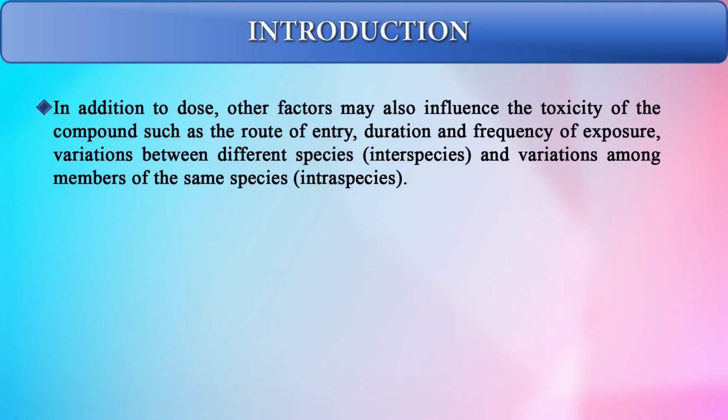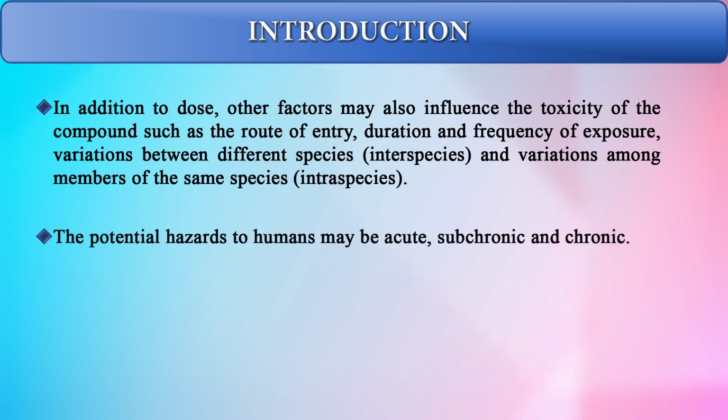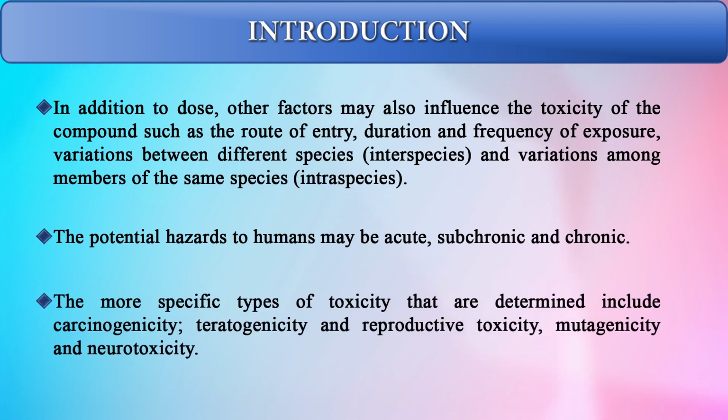In addition to dose, other factors may also influence the toxicity of the compound, such as the route of entry, duration and frequency of exposure, variation between different species, and variation among number of the same species, which we can say interspecies and intraspecies. The potential hazard to human may be acute, subchronic and chronic. The more specific type of toxicity that are determined include carcinogenicity, teratogenicity and reproductive toxicity, mutagenicity and neurotoxicity.